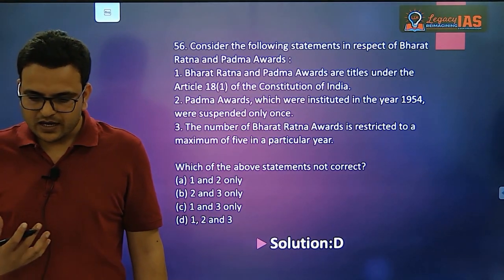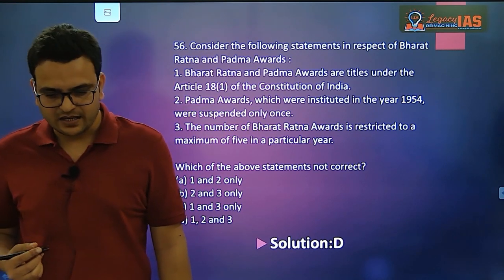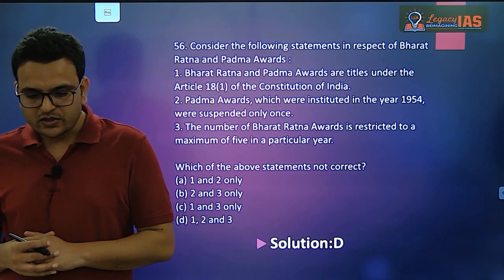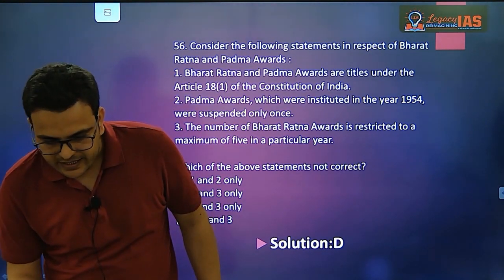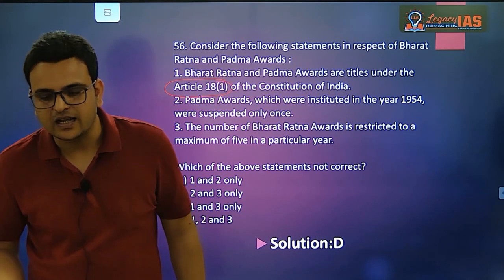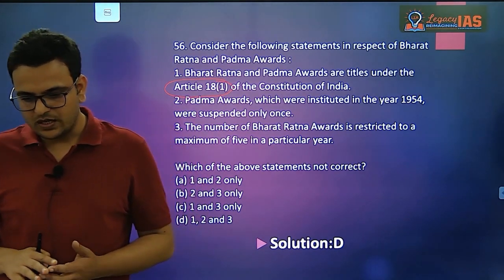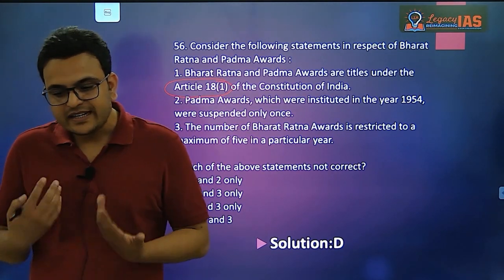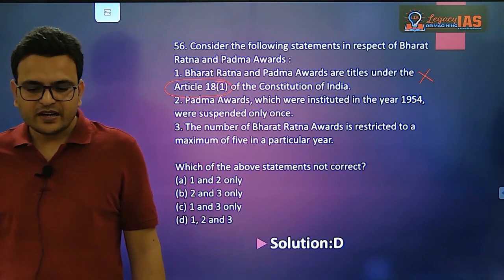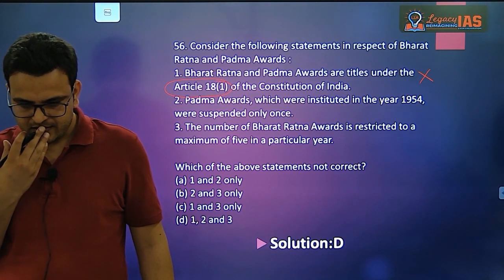Now come to question number 56. In question number 56, they are talking about Bharat Ratna and Padma awards. Here, statement number 1 says Bharat Ratna and Padma awards are titles under Article 18. Article 18 is not talking about giving Bharat Ratna. It is generally talking about abolishing titles given to people. So this first statement will be incorrect. When the first is incorrect, by eliminating it, we get the answer is D.